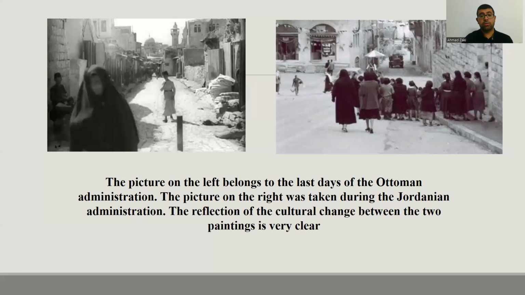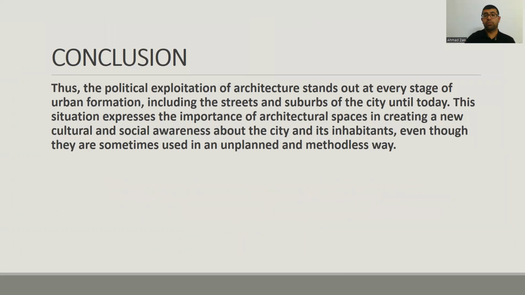In these pictures, the one on the left belongs to the last days of the Ottoman administration. The picture on the right was taken during the Jordanian administration. The reflection of the cultural change between these two eras is very clear. We can understand the type of streets, the type of buildings, the structural and social differences between these two photos.